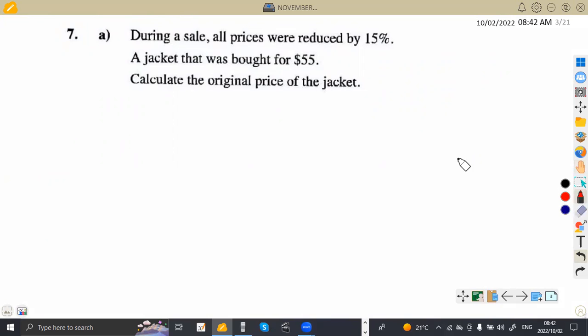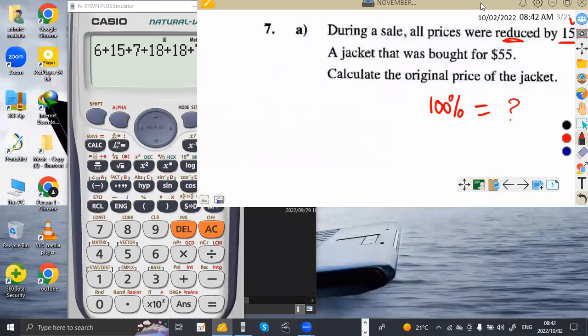Remember, guys, I told you everything has to be taken from 100%. So at 100%, that is where we have the original price, the one that we do not know. But after a sale, it was reduced by 15%. To reduce is to subtract from 100%. You subtract 15%. So that's what I'm trying to say.